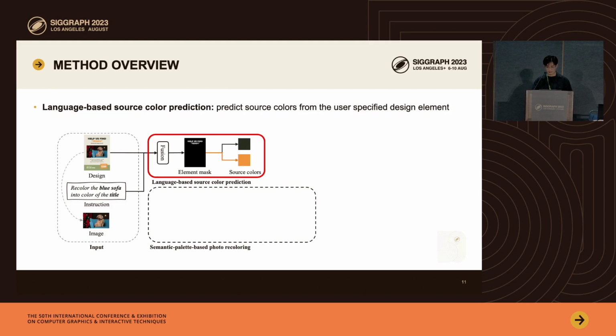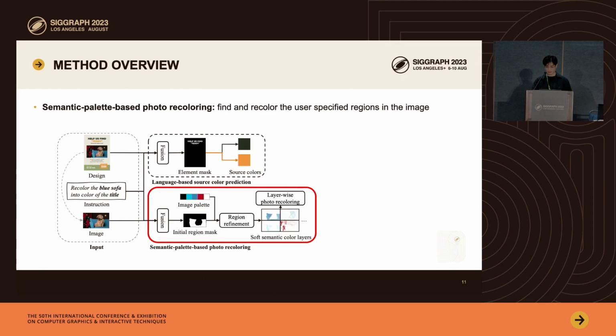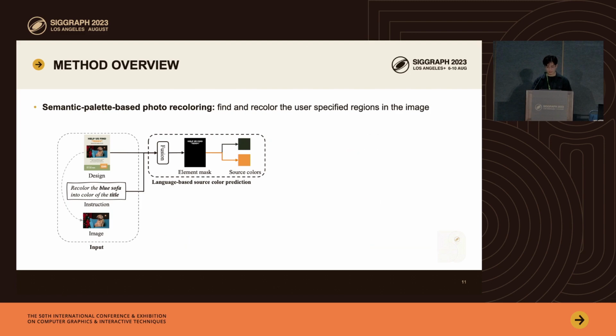The first component aims to find the target design elements, like the title, based on the instruction, and then predict the source colors accordingly. In the second component, our module finds the target regions based on the instruction in a coarse-to-fine manner and recolors the image through layer-wise photo recoloring. And now let's see the first component.